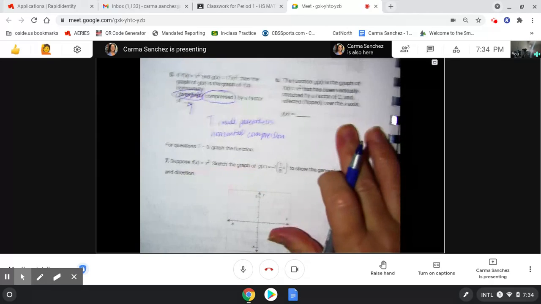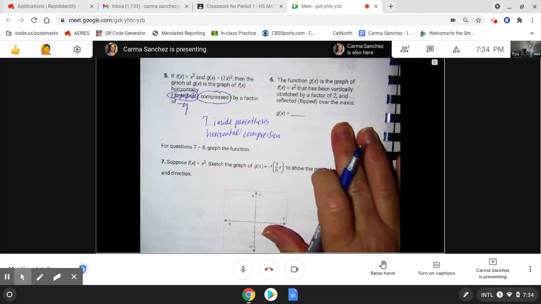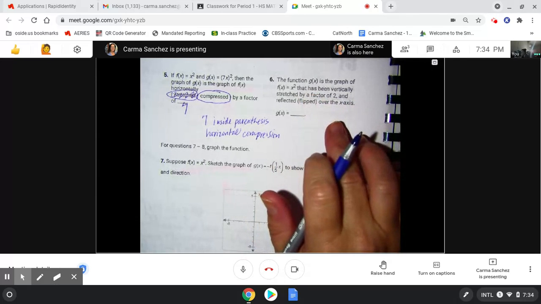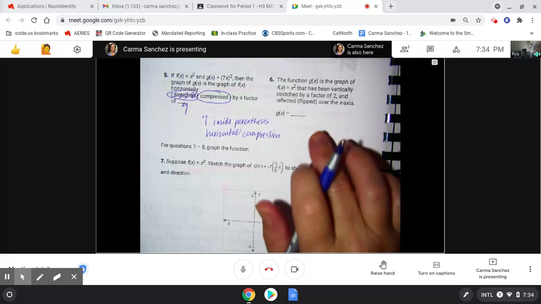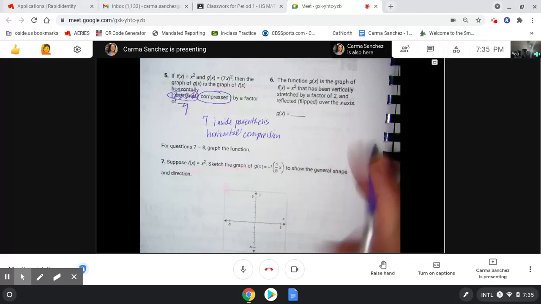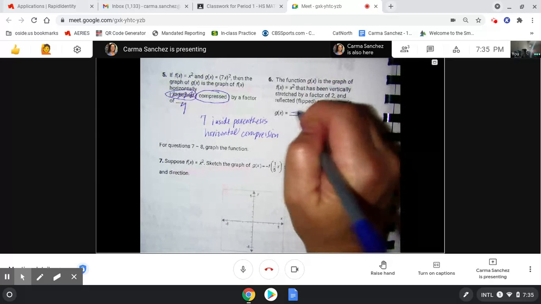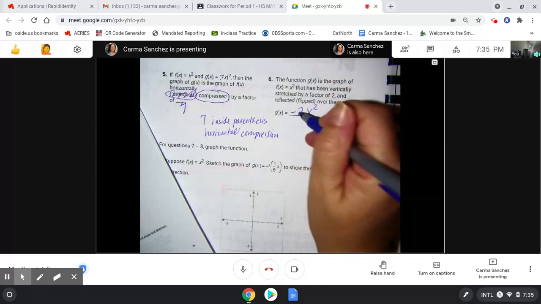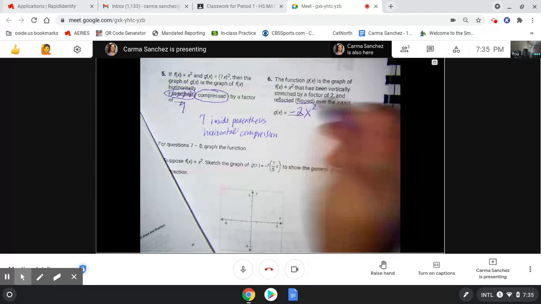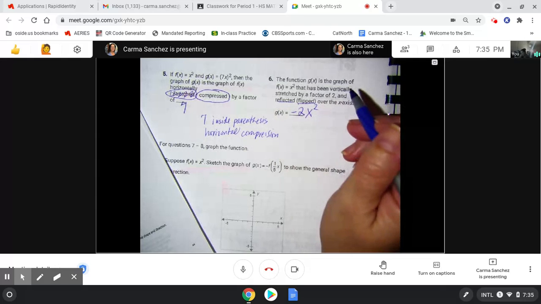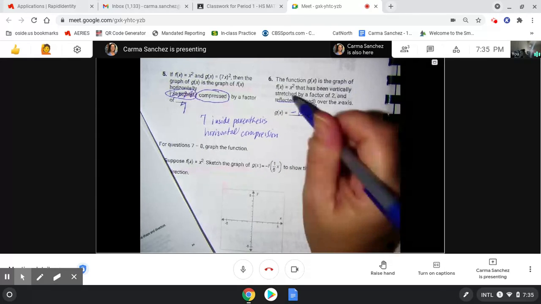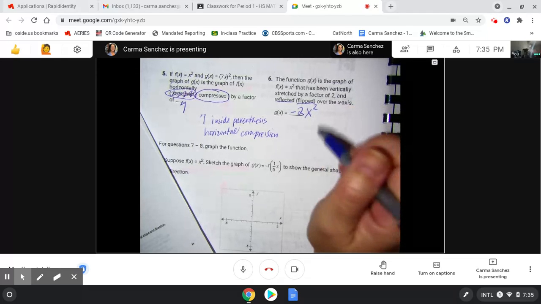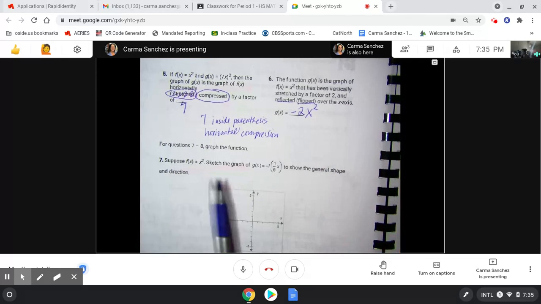Okay, let's look at this last one. The function g of x, where f of x equals x squared, has been vertically stretched by a factor of 2. It's been reflected and flipped over the x-axis. So we're going to say that g of x equals negative 2x squared, because we want the negative coefficient because it's been reflected and flipped over the x-axis, and because it has a vertical stretch of 2, we need that value in front of the x squared to be a 2. How'd you do?